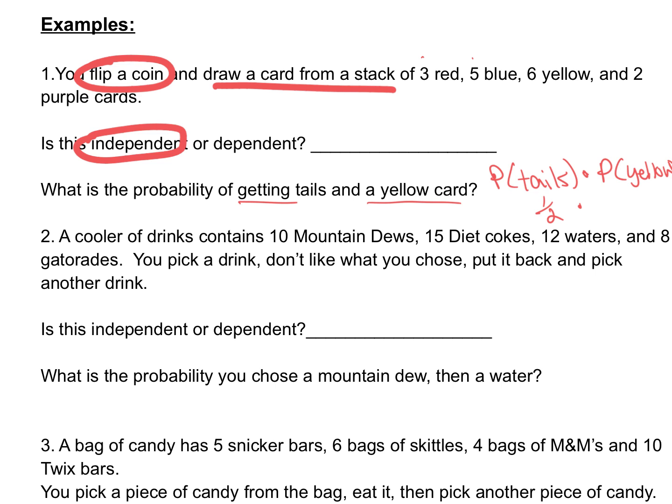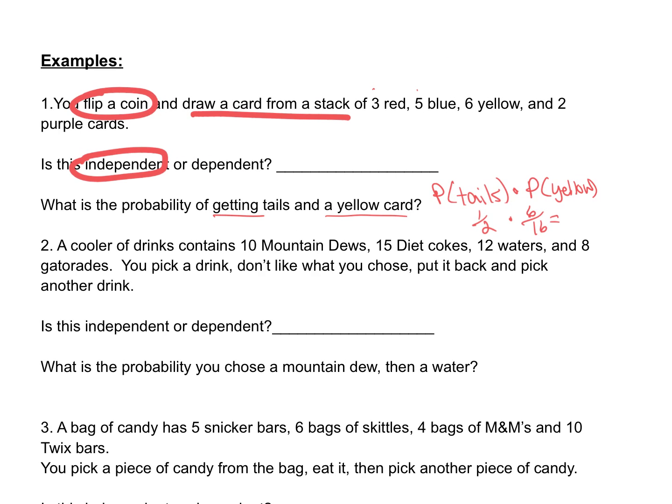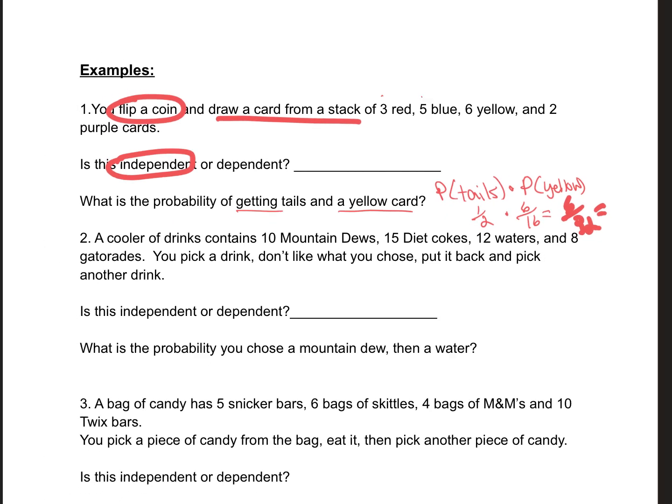So you have yellow cards. There are 6 out of 16 that are yellow, and you just multiply those two together. Multiplying fractions, you can do those on your calculator, is 6 out of 32, which is going to simplify into however the homework wants it, as a fraction, decimal, percent, anything like that. You can always simplify it. Okay.